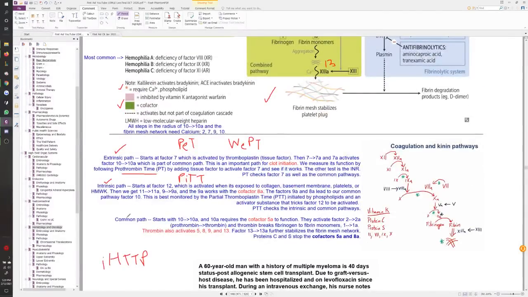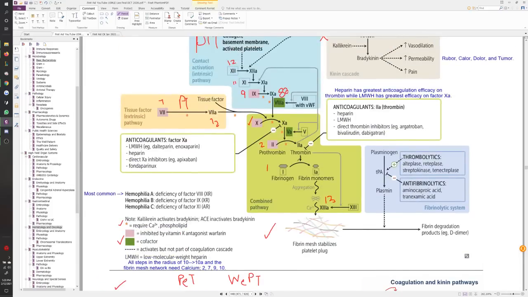Okay, so right here I wrote common path starts with 10 to 10A. 10A requires 5A. They activate 2 to 2A, which is prothrombin becoming thrombin. And then thrombin breaks fibrinogen to fibrin monomers, which is 1 becoming 1A. Thrombin also activates 5, 8, 9, and 13. As you can see right here, right, you can see they have this arrow where thrombin is activating 13, and you have this arrow which goes to here, here, and here.